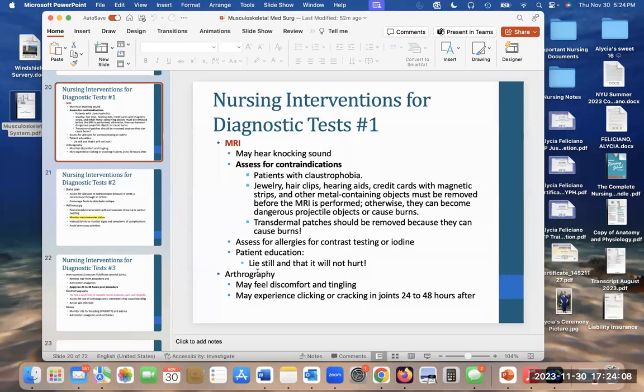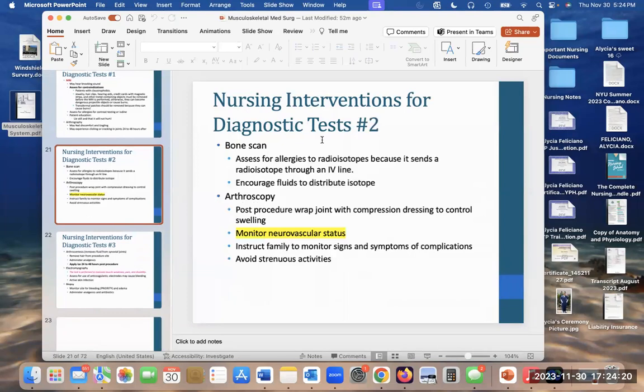Okay, so in arthrography, we're looking at those joints. They may feel tingling or discomfort for 24 to 48 hours after. That's what we're going to tell the patient. They can go for a bone scan if needed. And if they go through a bone scan, we're also going to assess for allergies, but for radioisotopes. That's because they send the radioisotope through their IV in order to look at the bones better. So if they have an allergy, that's not going to be good. And we want them to have lots and lots of fluids because that's going to help distribute the isotopes.